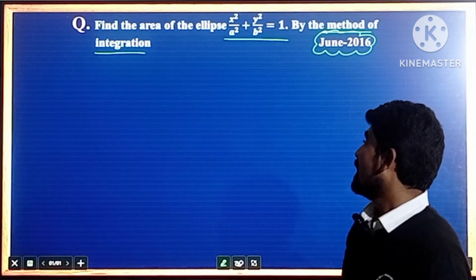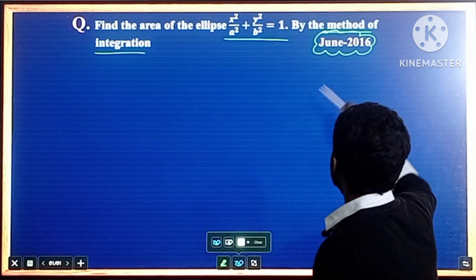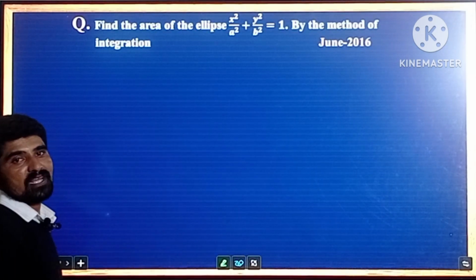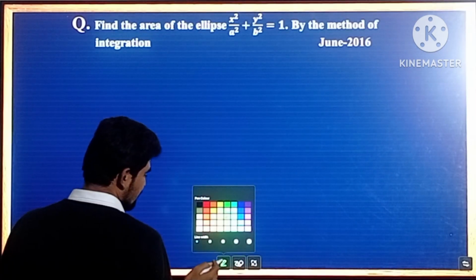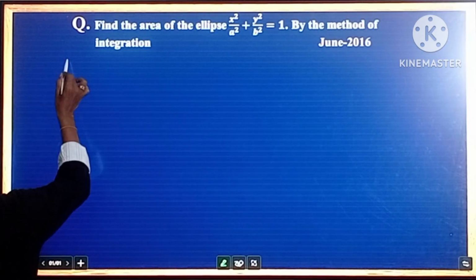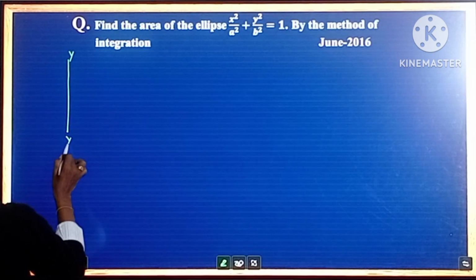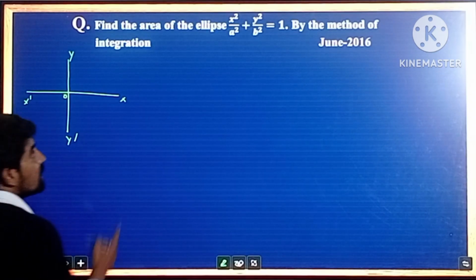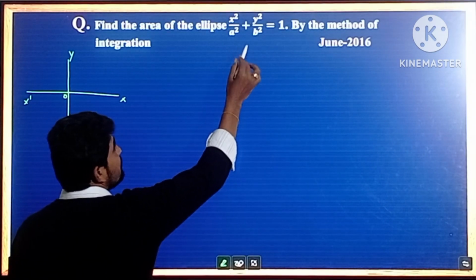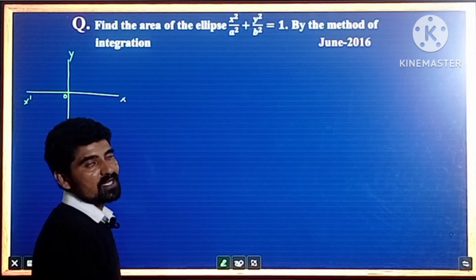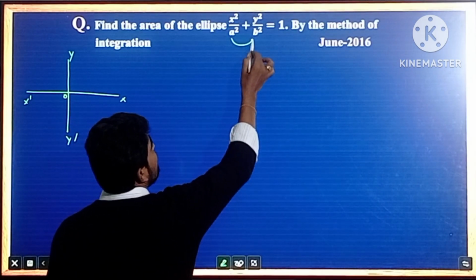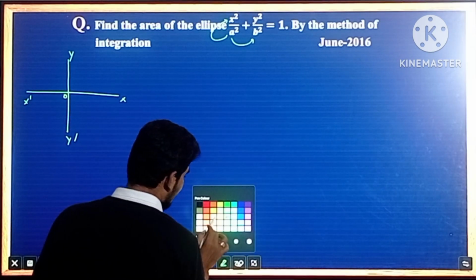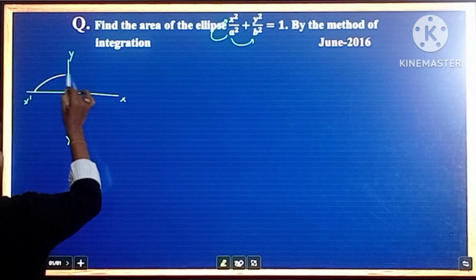Important question. As you know that when we are finding area bounded by the curve using integration method, first we need to draw the rough diagram. So therefore, the rough diagram of this given ellipse is, let's say, this is a y-axis and this is a x-axis and origin. So here in the equation of ellipse, it may be a horizontal ellipse or it may be a vertical ellipse. In both the ellipse, the value of a is greater than b. And here a is with x, therefore it is a horizontal ellipse. Therefore the graph of horizontal ellipse is like this.